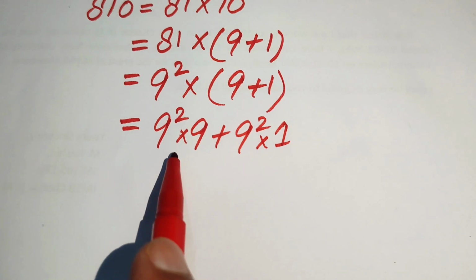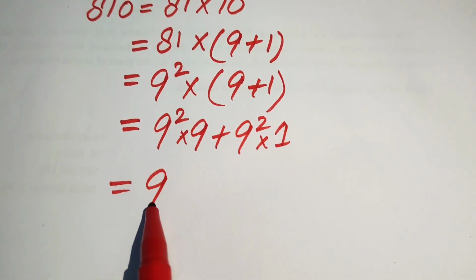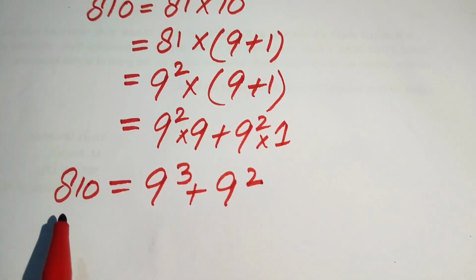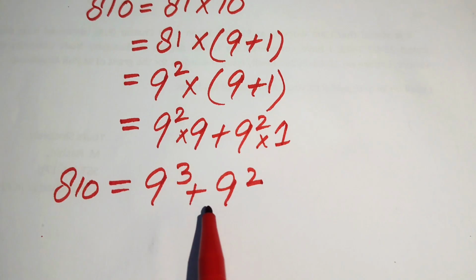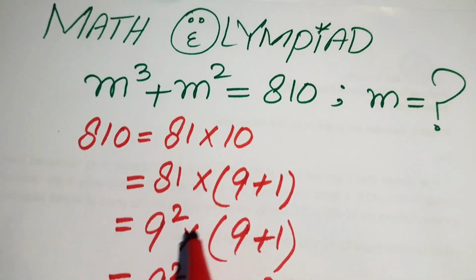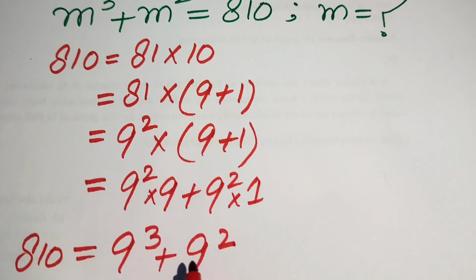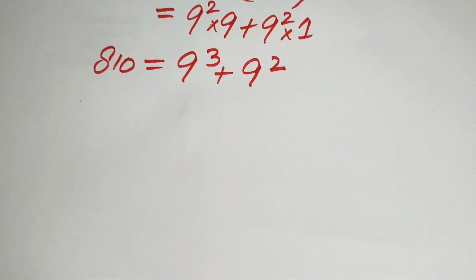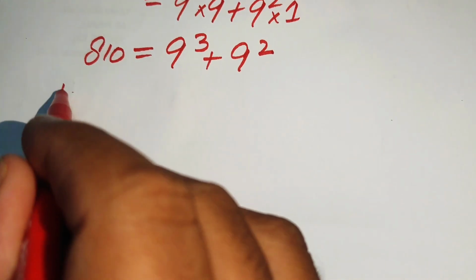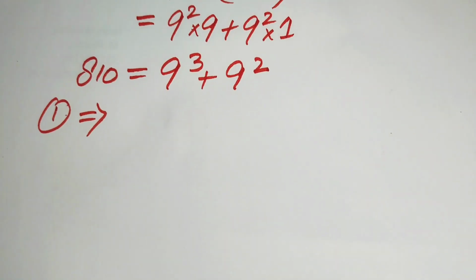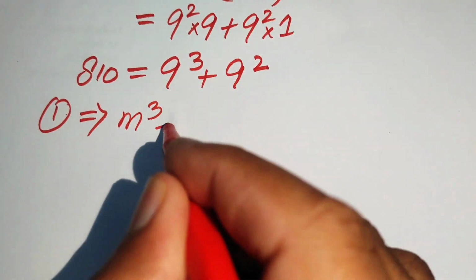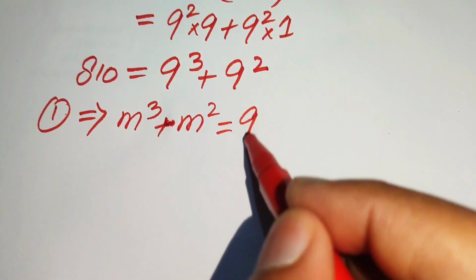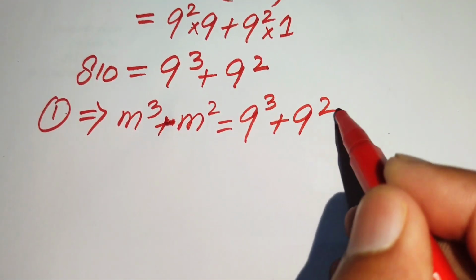So here you see that bases are same, so we add the exponents and it will be written as 9 cubed plus 9 square. So finally we have the value of 810 is equal to 9 cubed plus 9 square. So now we replace this 810 with this value and we call this our equation number 1. So equation 1 implies that m cubed plus m square equals 810, and the value of 810 is 9 cubed plus 9 square.